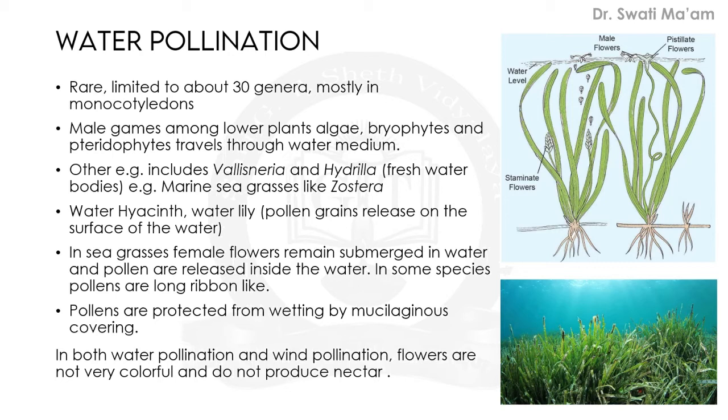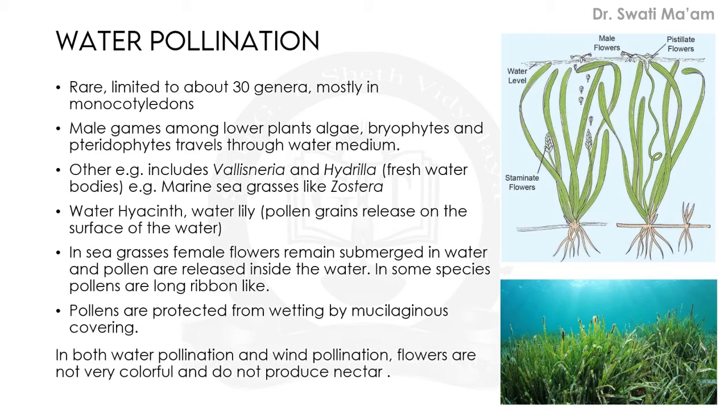Here the male flowers are released on the surface of water. These are the stamens, staminate flowers. They are actually submerged, but the pollen which is released goes up to the surface of water. This is the water level shown, and here the male flowers come in contact with the stigmatic surface of the pistillate flowers, and the pollination is done.